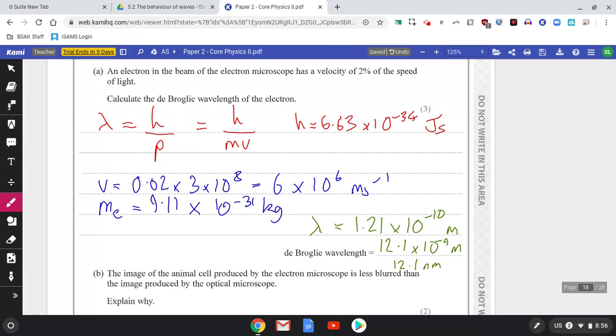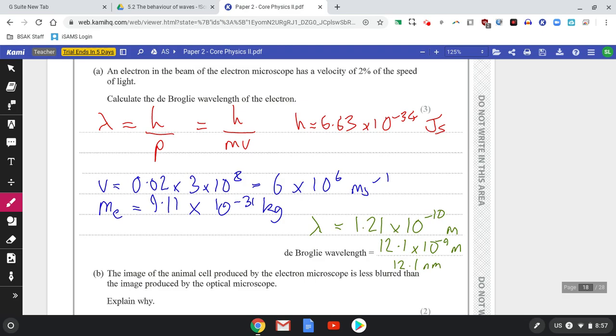Would we agree? Why have I done that? You're not asked to do that. The reason is that this shows us why electron microscopes are better at resolving detail than optical microscopes. What do optical microscopes use? They use visible light. What sort of wavelengths is visible light? What's the range? These are numbers that you should know off by heart.